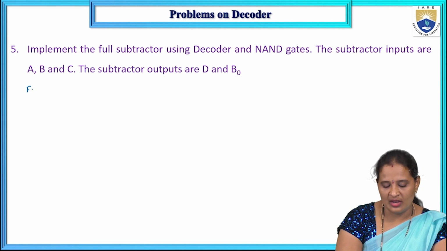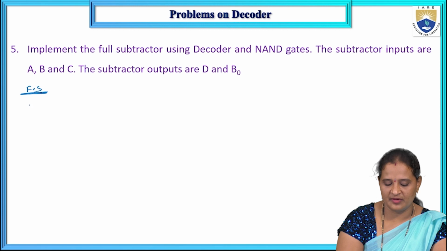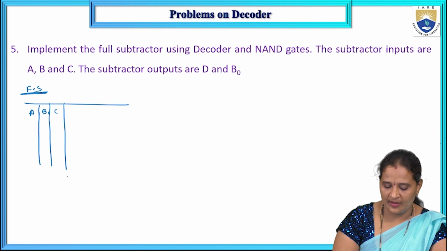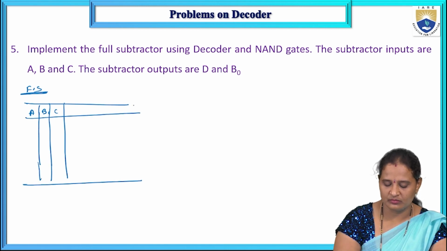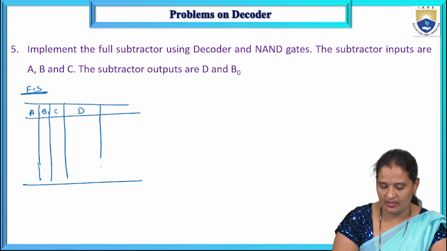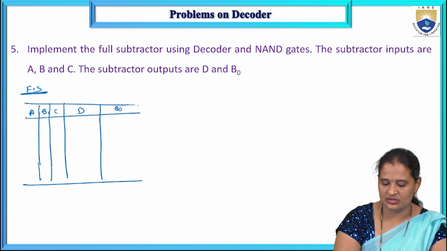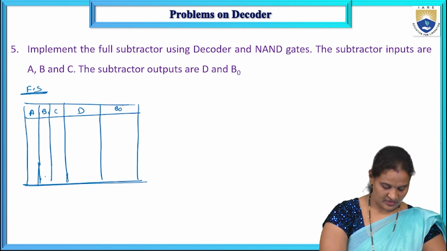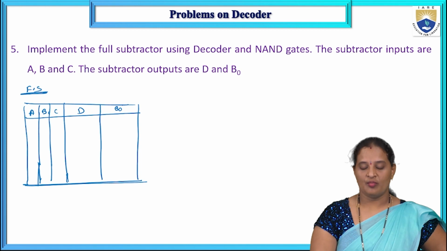So first of all, let us draw the truth table for full subtractor by considering A, B, C as the inputs. And then the outputs are D and B naught. So these are the outputs of the full subtractor. Whenever you are performing the subtraction operation, there are 2 possible outputs. One is the difference and the other one is the borrow.